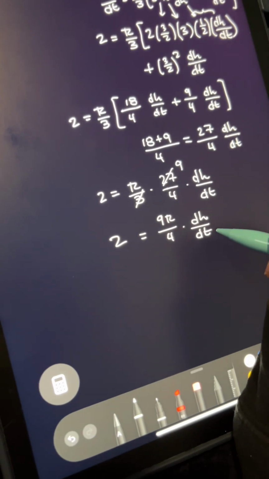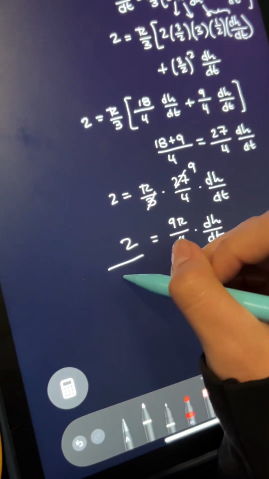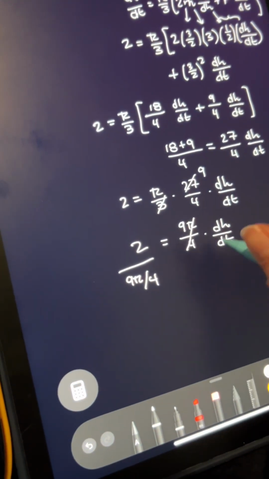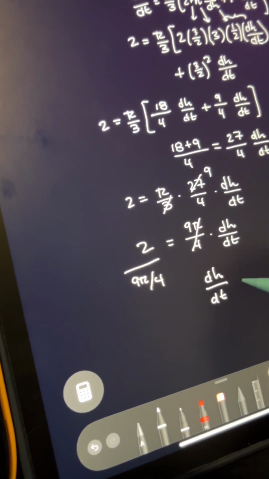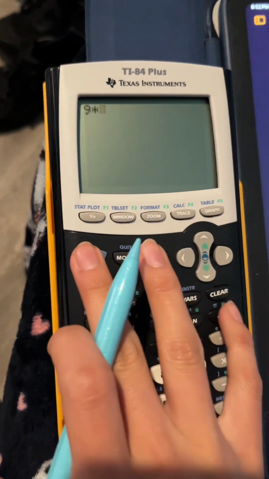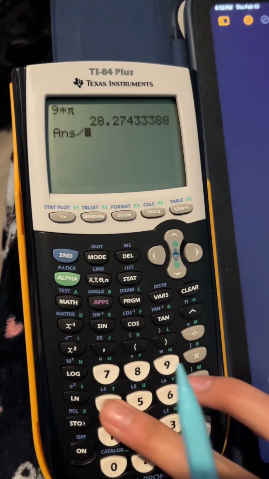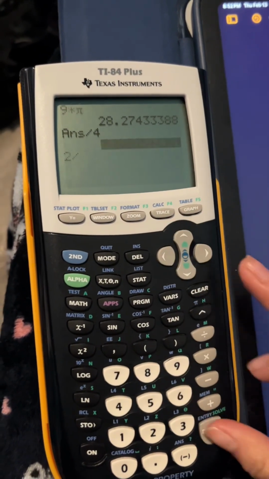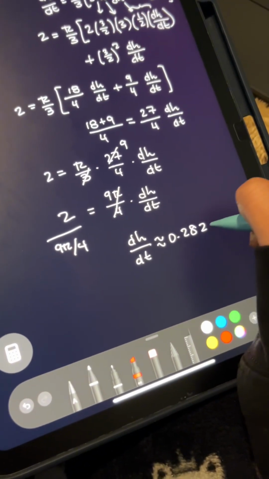So now we just cancel it out by division, so 2 divided by 9 pi over 4. dh over dt would give you approximately, so you do your 9 pi divided by 4, and then you do 2 divided by what you got. It would give you roughly 0.2829.